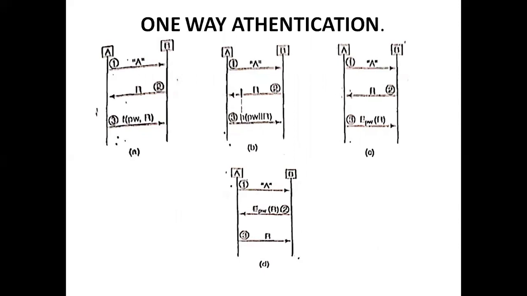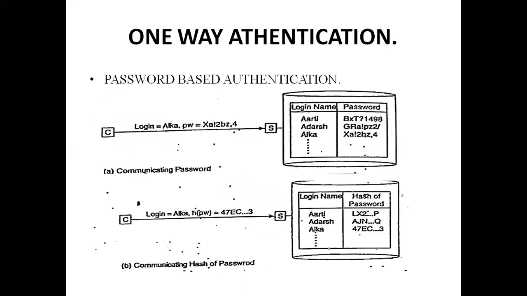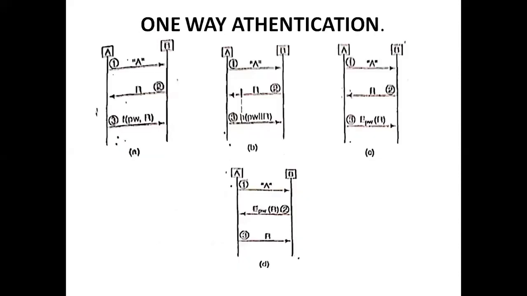However, an attacker could snoop the username and the hash of the password and send them to the server, which is called a replay attack. In order to avoid this, we have four ways of preventing the replay attack. Here, in the first one, assume A is acting as a client and B is acting as a server.